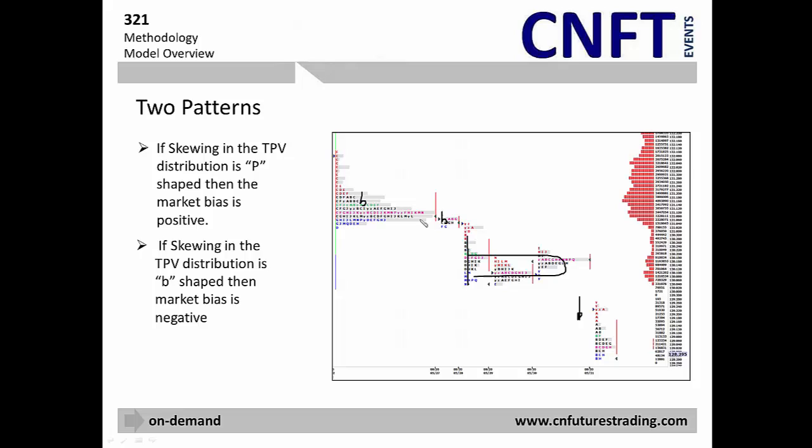So we come into the market really knowing whether we want to be long or short for the next trading day, or whatever period we choose to trade. And that information comes from the skewing in these distributions. So that's our two patterns.